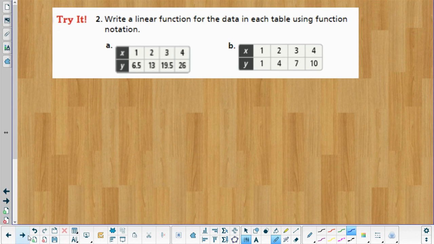Okay, so here are 2 for you to try. Be careful, this one does include a decimal. Okay, 2 decimals. So pause your video and see if you can find the linear equation that goes along with both of these.